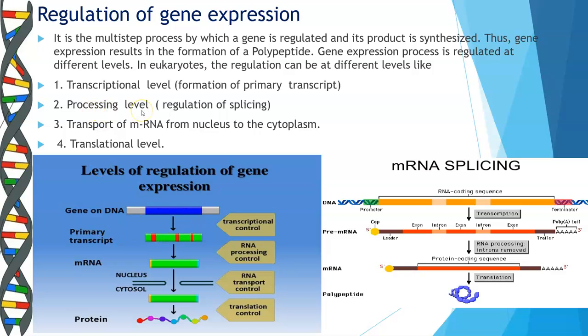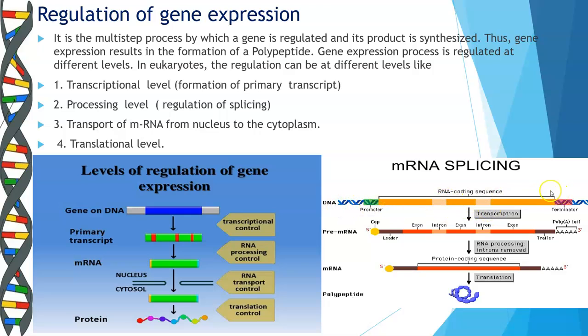Then the next is the processing level, that is when your mRNA is being processed. Specifically, this is the regulation of splicing. Just to give you a quick recap of what splicing is: when our mRNA is formed in eukaryotes, it goes for further processing, and one of the steps is splicing. It is the removal of the non-coding sequences.